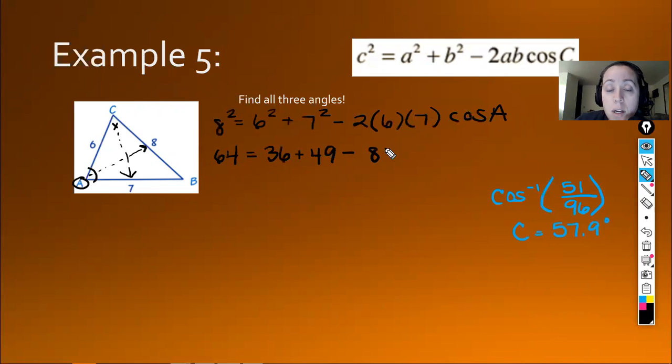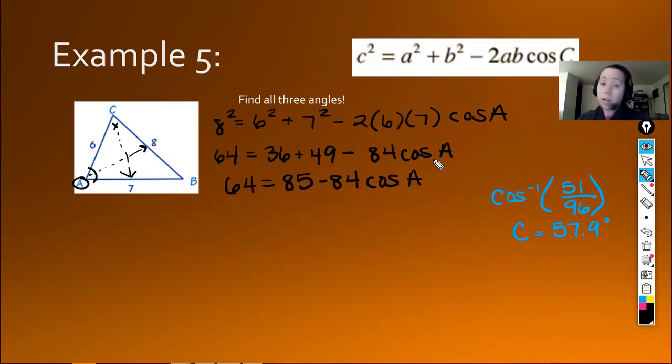84. And then we got to go 36 plus 49. 85. Look at that. Even trickier, friends. Okay, we are not going to be fooled.